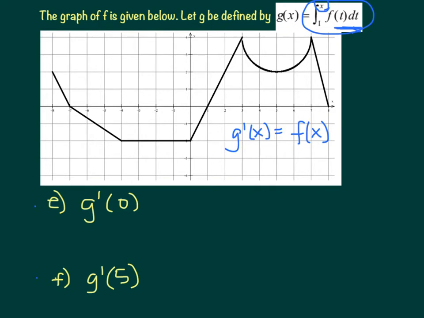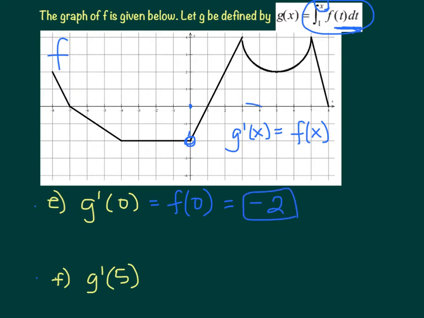And remember, this is the graph of f. So if I'm asked for g prime of 0, remember, g prime of x is equal to f of x, so it's really asking me for f of 0. And f of 0 here is simply, I'm literally reading the point, what is the output when x is 0? Well, that would be right here at -2. So my answer for this first one is -2.